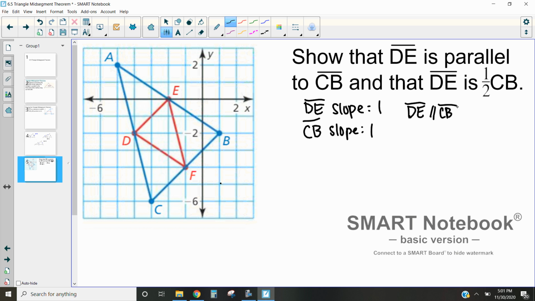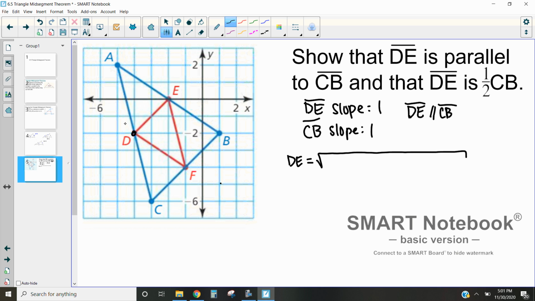Now we want to determine that DE is half the distance of CB. So I need to figure out what DE equals and what CB equals. I can use the distance formula to calculate this. With the distance formula, we take our Y values, find their difference and square it, and then add that to the difference of the X values squared. So let's go ahead and look at DE first.